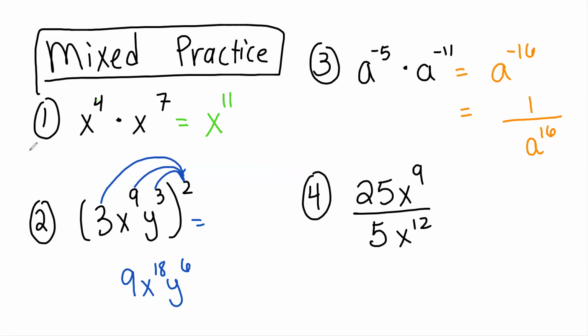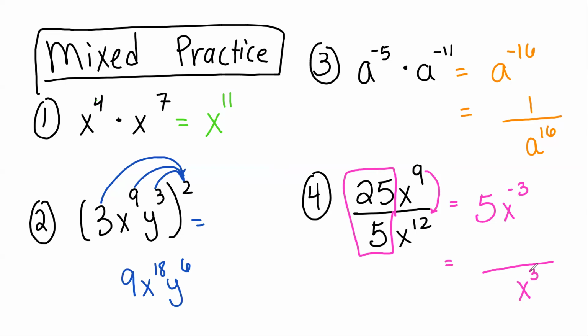Okay. And number 4, that'll be quotient rule. Your constants divide. What is 25 divided by 5? Well, that's 5. And then quotient rule said to subtract the exponents. So do 9 minus 12. So that would be x to the -3. But uh-oh, it's negative, so we need to fix it. Make your fraction, x to the +3 on the bottom, and the 5 is fine. It stays on top. It's only negative exponents that come down.